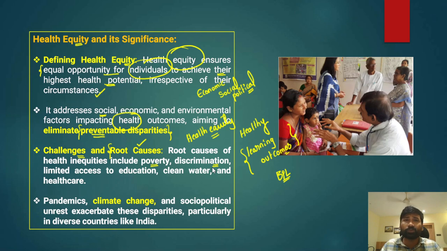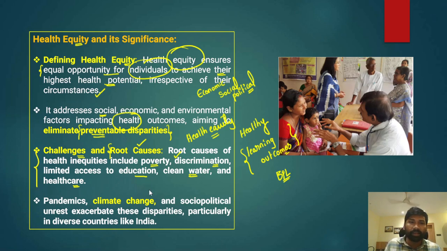Discrimination in terms of gender, caste, class, and racial discrimination, all those factors are also responsible for poor healthcare services and limited access to education, clean drinking water, sanitation, and healthcare. All of those are considered major challenges that every society and every community has been facing in India. Those challenges must be addressed with immediate attention and priority, and that is very important.